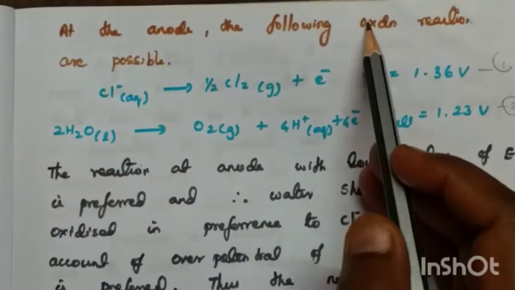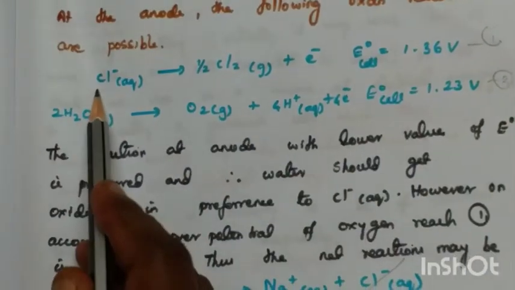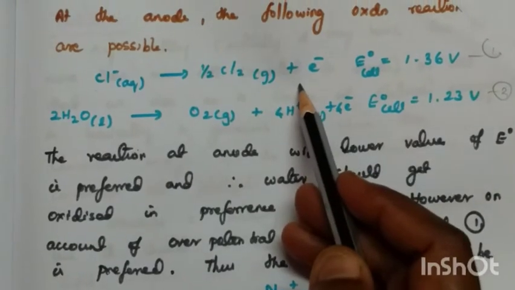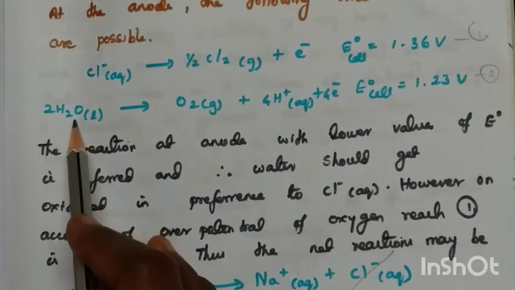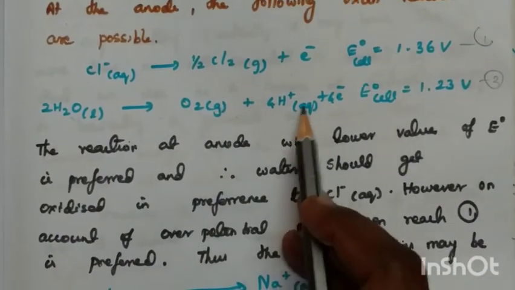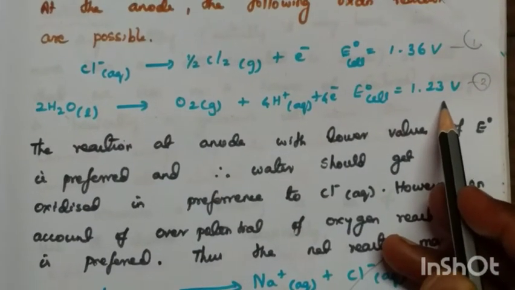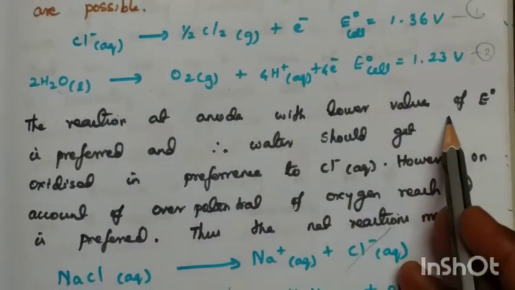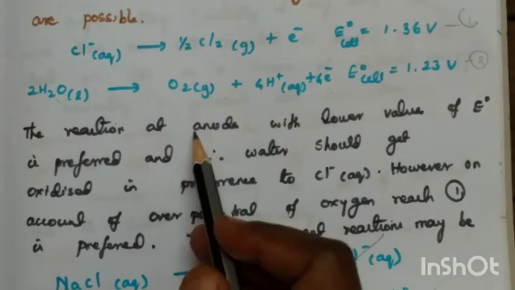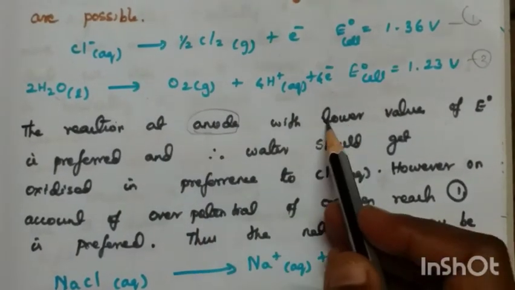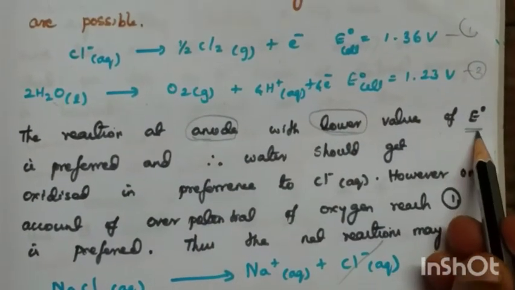Now at the anode, the following oxidation reactions take place. Cl- gives Cl2, with its EMF value, and also water dissociates to give oxygen and H+ ions. This is also a reaction at the anode. The reaction with the lower E0 is preferred. Similarly, at the cathode the higher value is preferred, and at the anode the lower E0 value.